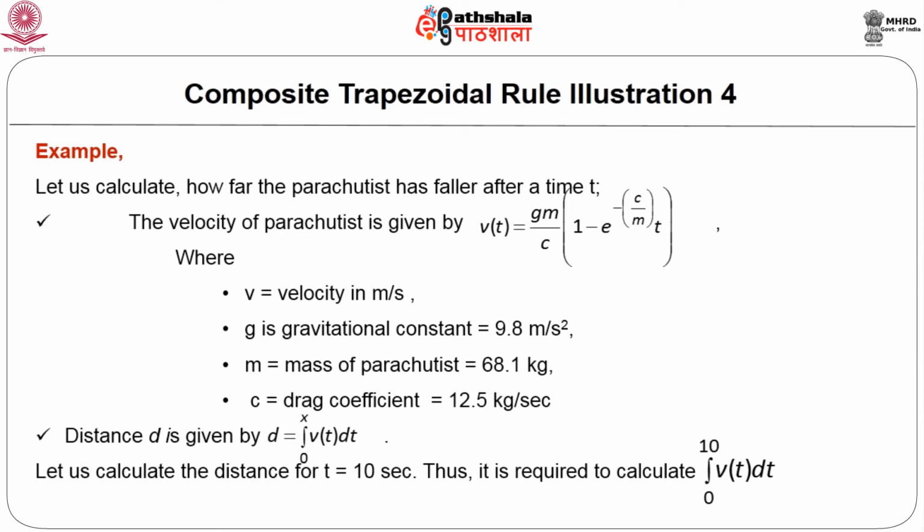We know the distance travelled by the parachutist is given by the integral from 0 to t of v(t) dt. So we need to integrate the velocity function. We can substitute these constants here and apply the trapezoidal rule.